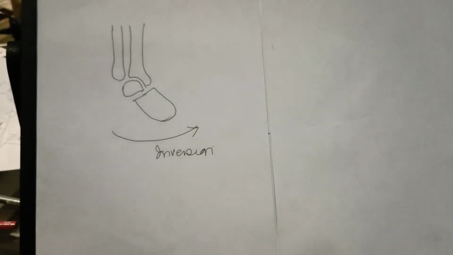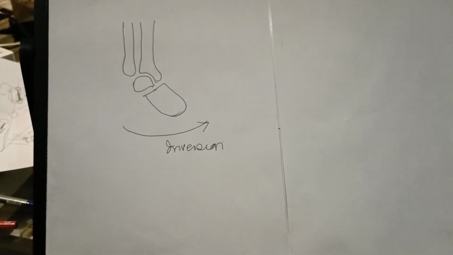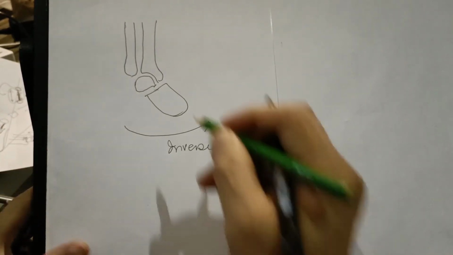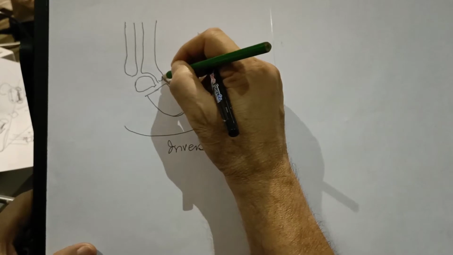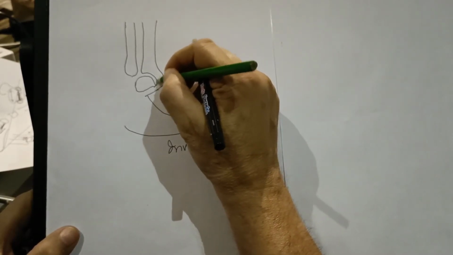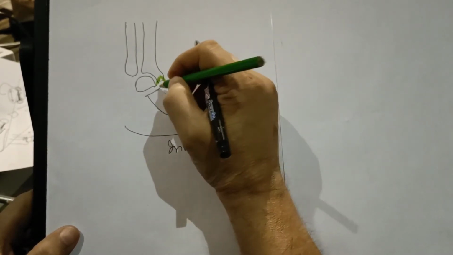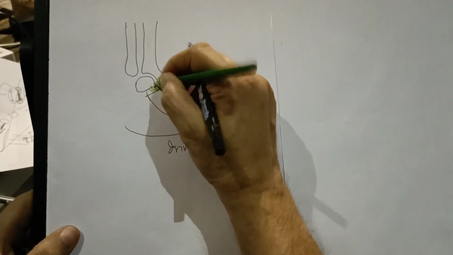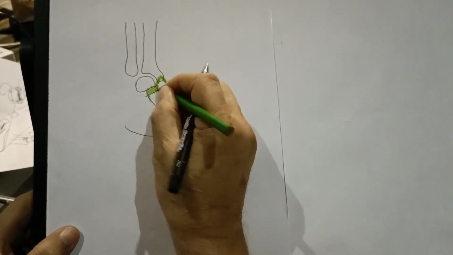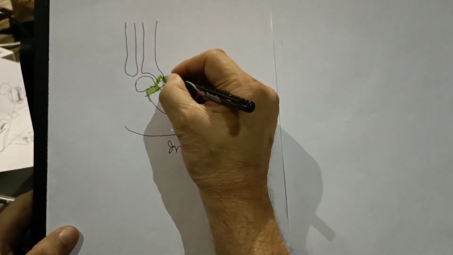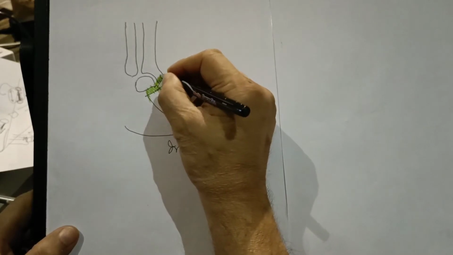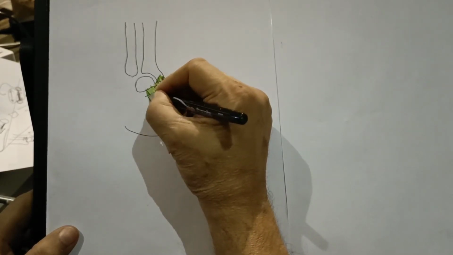Now we'll place the ligaments here, and the ligaments are tibiotalar, tibiocalcaneal, and interosseous talocalcaneal.